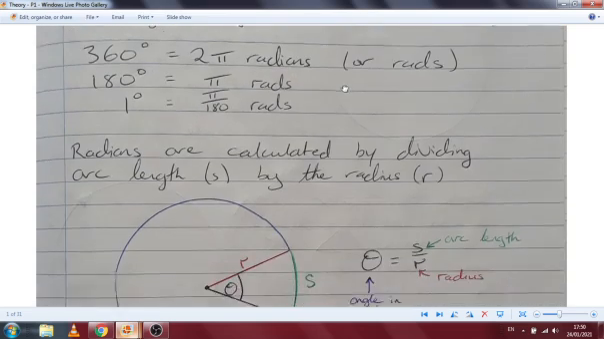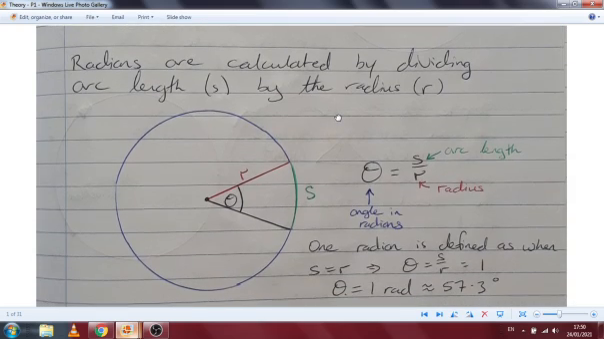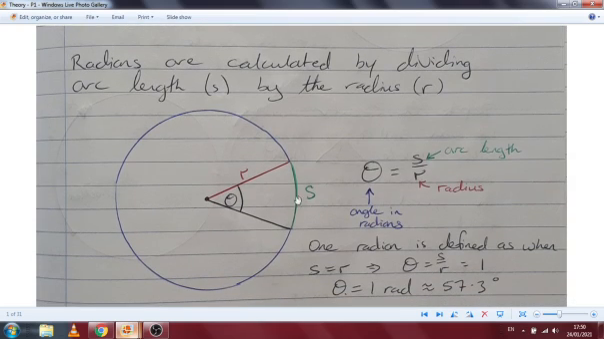So let's take a closer look at radians themselves then. Radians are calculated using arc length, which is the length along the arc, divided by the radius. So the more arc length you have, the bigger an angle you'll have. If you have half a circle, you'll have pi radians. If you have a full circle, you will have 2 pi radians, which will be 360 degrees. And this symbol here, theta, is what we use to represent our angles.